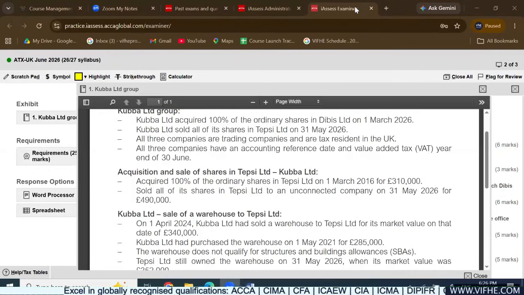Would you like to share what you have written? Okay, so Tapsi does qualify for SSE, which makes the gain on the sale exempt from tax. To qualify, they should hold 10% or more of the shares, and another condition is holding the shares for 12 months in the last 6 years. Yes, so far so good.